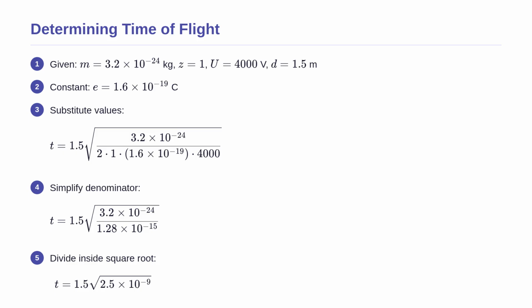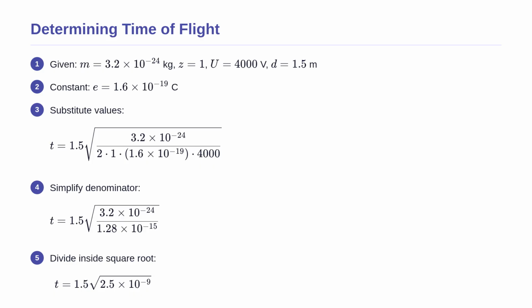Now that we have our formula, let us apply it to a real-world example. We are given a peptide with a mass of 3.2 times 10 to the negative 24 kilograms, a charge of +1, an accelerating voltage of 4,000 volts, and a flight tube length of 1.5 meters. We need to calculate exactly how long it will take to hit the detector.